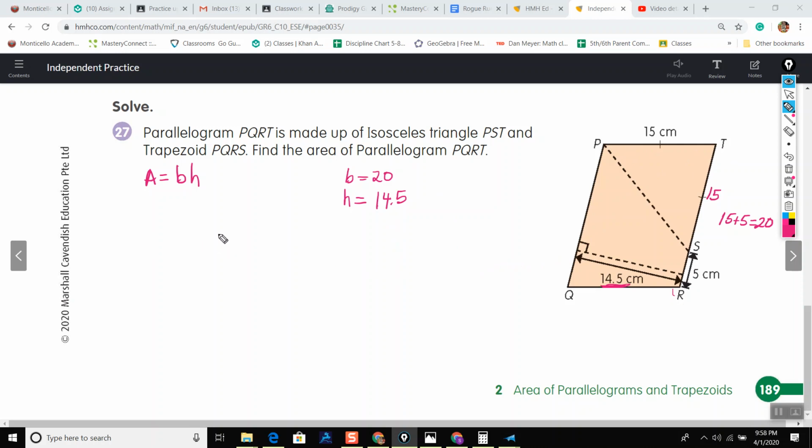That's a distance. Okay, so we have area is equal to our base of 20 and our height of 14.5, and let's see, area is equal to 290 centimeters squared.